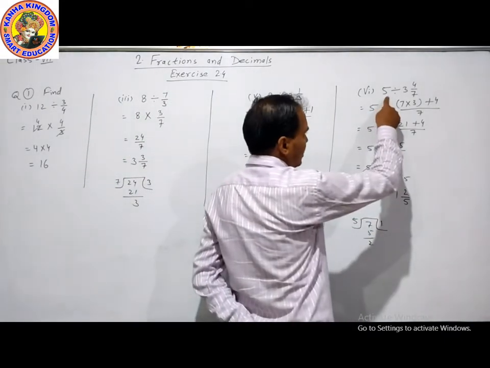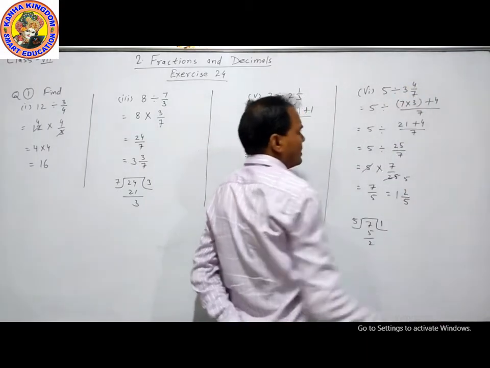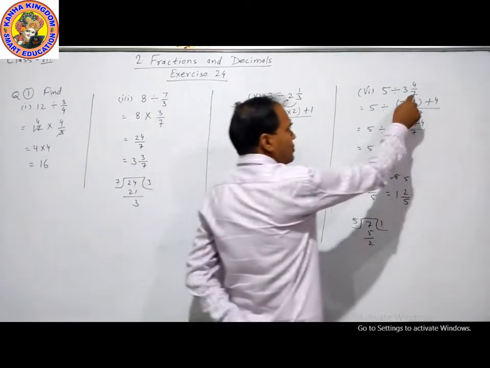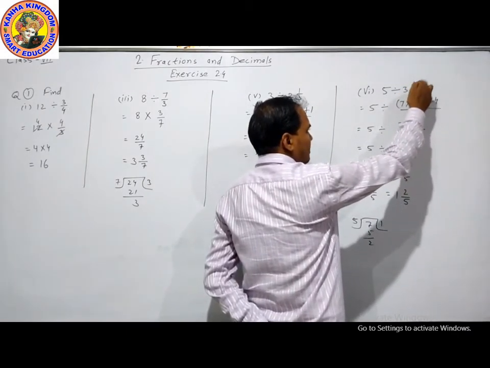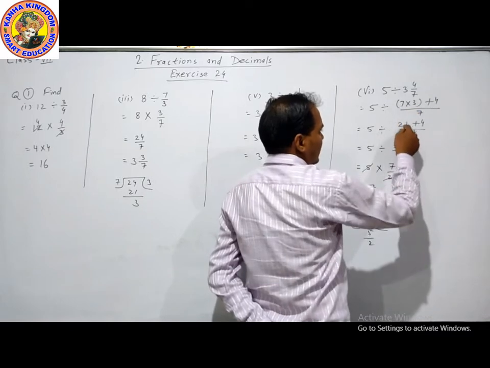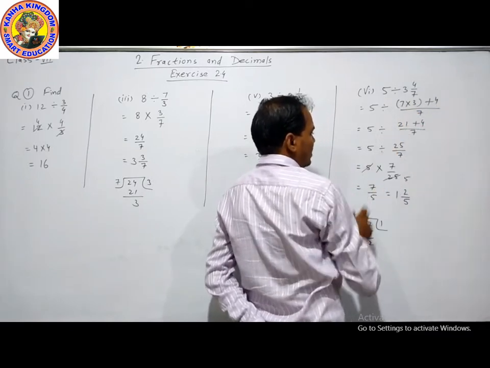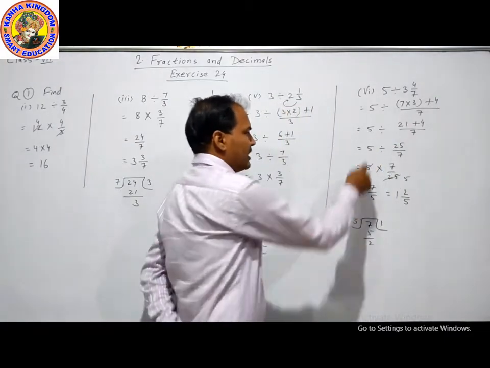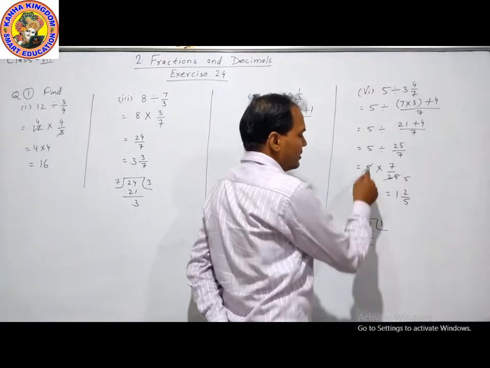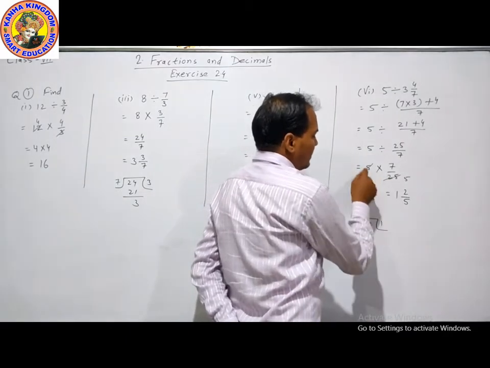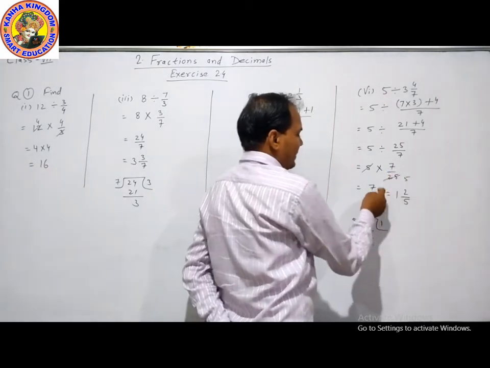In another question, there is a mixed fraction, so we will change it into a fraction. 7 into 3 is 21, plus 4, 25, 25 by 7. Now this is our question. The divide will change into multiply, the digits are interchanged, and we can cut these numbers by 5s, 1 time and 5 times. So the answer is 7 by 5.